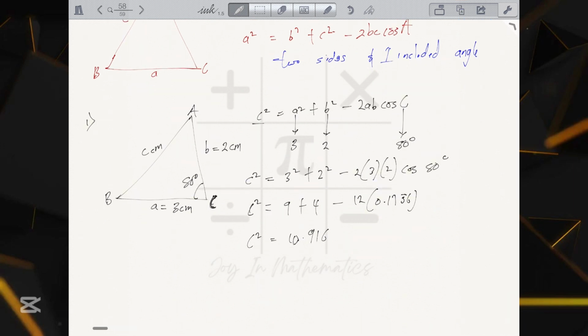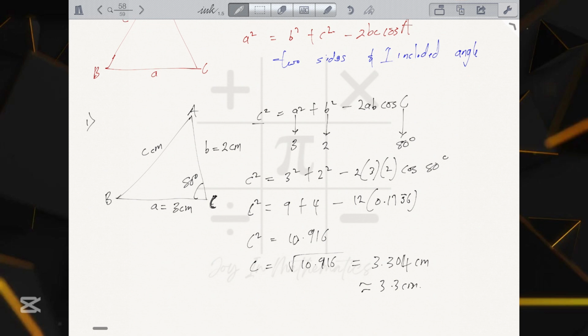So to find the value of c now, we'll have to take the square root of 10.916, which is equal to 3.304 centimeters, which is approximately 3.3 centimeters.